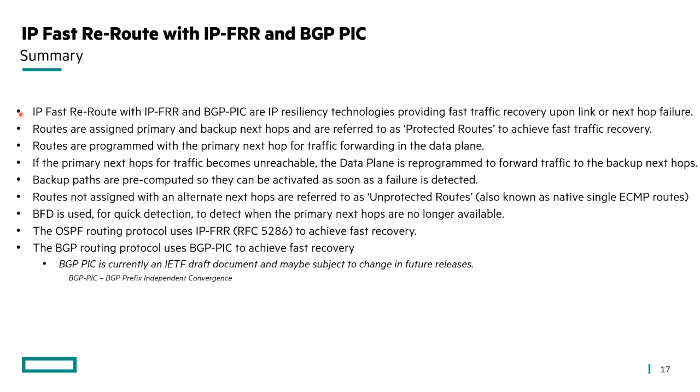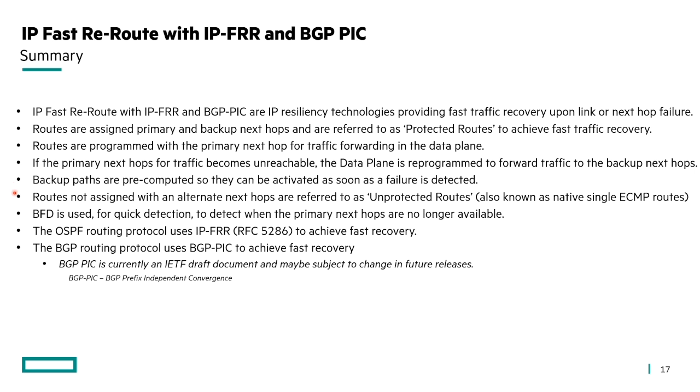So a quick summary then of IP fast reroute with IP FRR and BGP PIC. Both IP FRR and BGP PIC are IP resiliency technologies that provide fast traffic recovery upon a link or a next hop failure. The routes that are assigned primary and backup next hops are referred to as the protected routes to achieve fast traffic recovery. Routes are programmed with the primary next hop for traffic forwarding in the data plane. If the primary next hop for traffic becomes unreachable, the data plane is reprogrammed to forward traffic to the backup next hops. So backup paths are pre-computed so they can be activated as soon as a failure is detected.